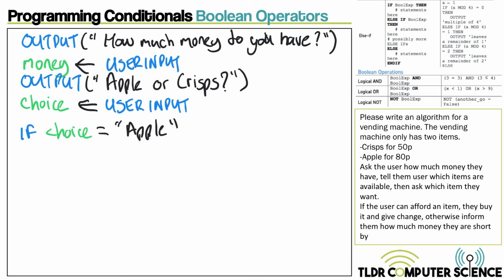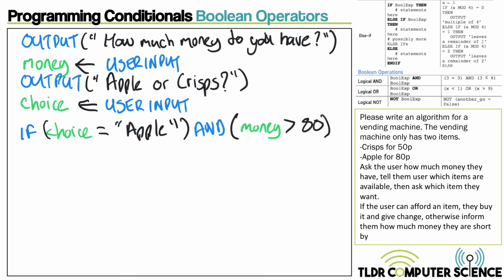Okay. Now, one of the things I'm actually going to do here to really make it clear, I'm going to put brackets around that. And then I'm going to say, and what's the other thing we need to check? We need to check they have enough money. So we said an apple was 80p. So we need to say, and the variable money is above 80.